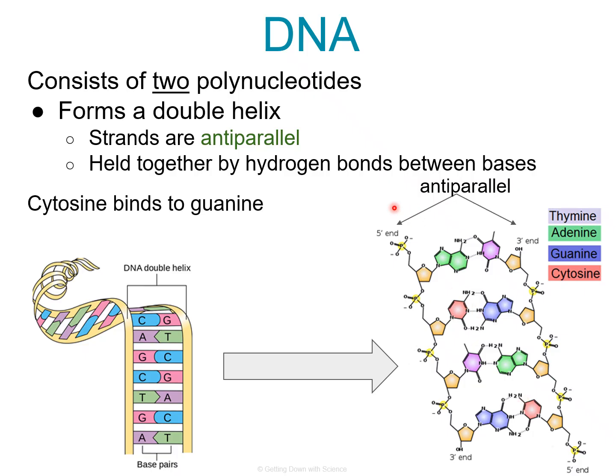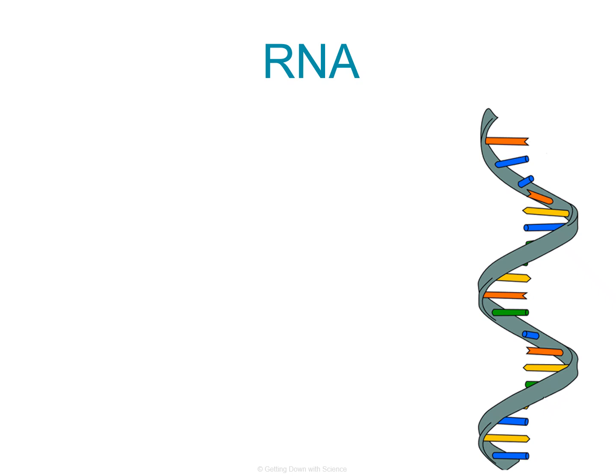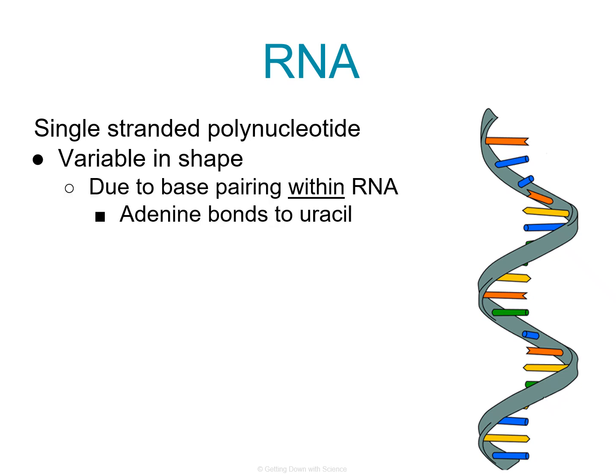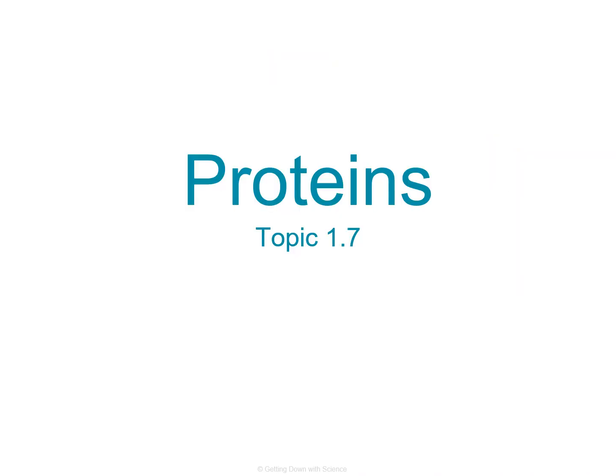Anti-parallel, right? So this is our 5' end, this is our 3' end. And cytosine binds to guanine, and adenine binds to thymine. And RNA is single-stranded polynucleotides. It varies in shape due to the base pairs with RNA. Adenine binds to uracil, and cytosine binds to guanine.